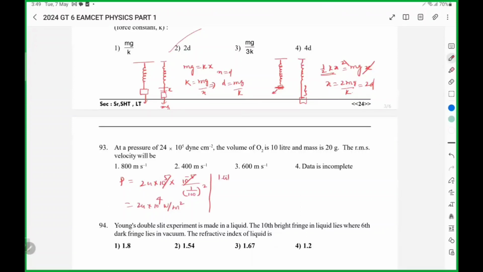1 liter occupies 1000 centimeter cube. So that is 1000 into 1 centimeter is 1 by 100, so 10 power minus 3 meter cube.